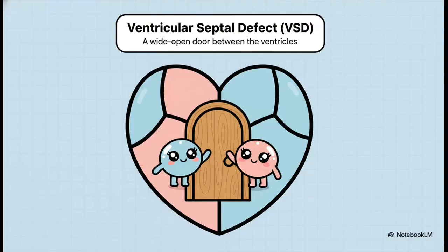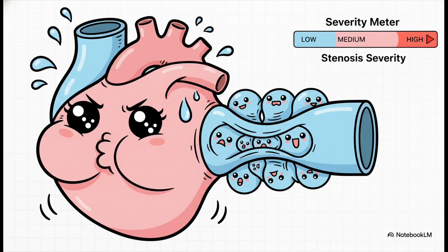Defect number 1, a ventricular septal defect, or VSD. But listen, this isn't just any little hole. It's a huge malalignment type. Seriously, think of it as a wide open doorway between the right and left ventricles, letting blood just slosh back and forth between them. Second, we have pulmonary stenosis.